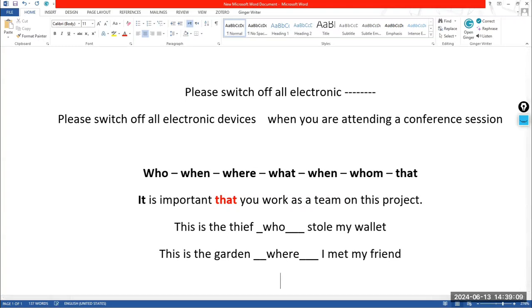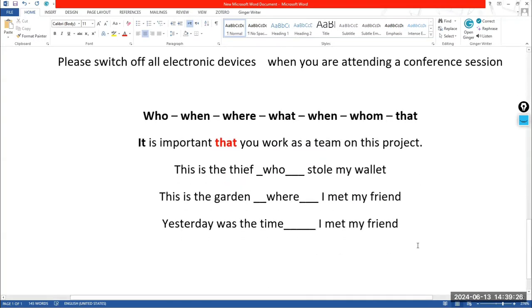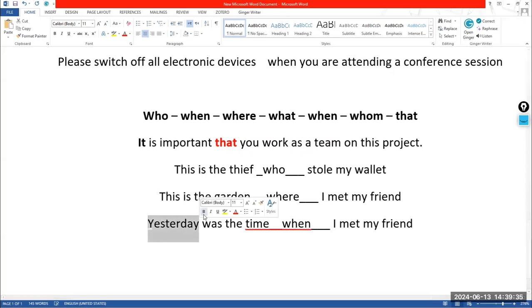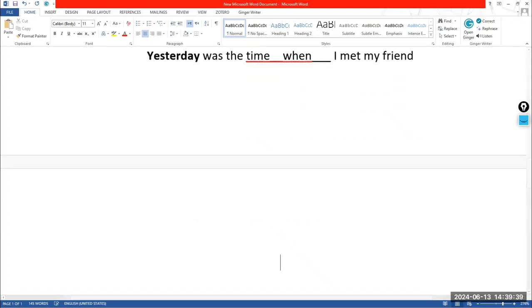Another example. Yesterday was the time, now blank, I met my friend. Okay, yesterday was the time when I met my friend. Bravo. When. Do you know why? Because I'm talking about time. Yesterday is time, an adverb of time. So, when.